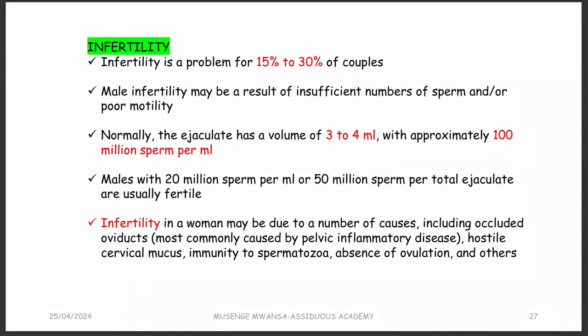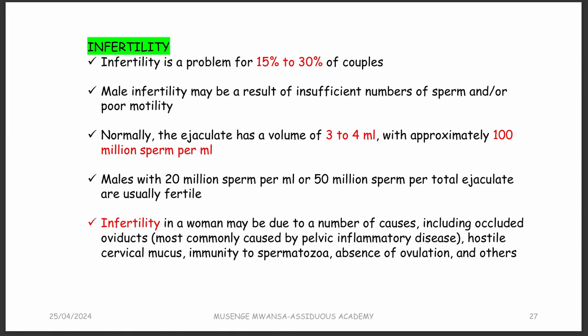There can also be infertility. Normal ejaculate is 3 to 4 mL. In some literature you see 2 to 6 mL. And each mL contains 100 million sperms. So normally how many sperms are being released? Like 300 million to 400 million. Any male that releases less than 10 million sperms is infertile.